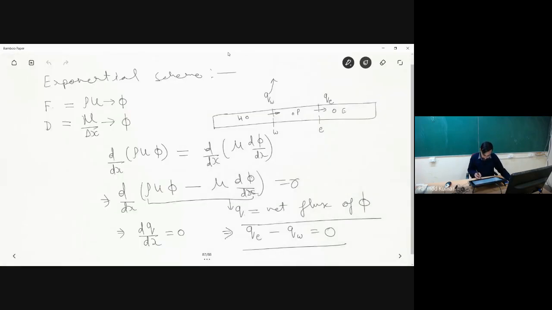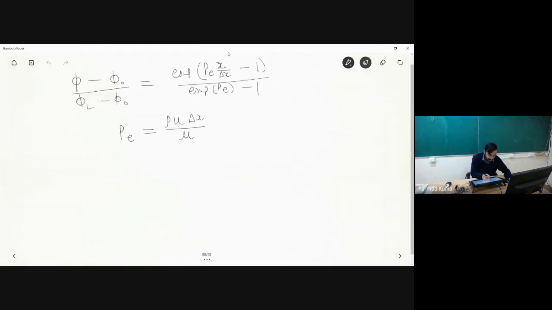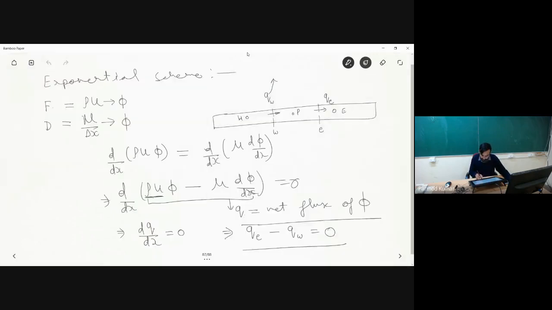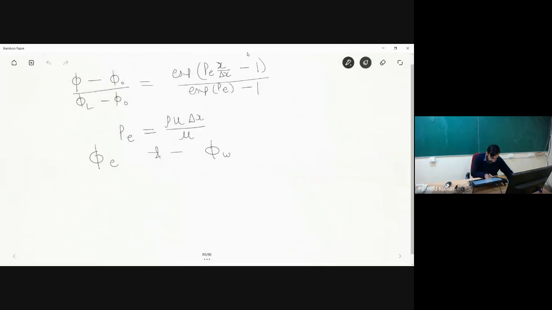Now based on this approximation, can I estimate the value of phi? Can I estimate the value of phi by considering rho u to be F, taking this rho u by mu ratio in the form of Peclet number, and considering the phi variation as exponential? Can I find out the values of the fluxes phi e and phi w? If you see over here, what I have to find out is QE minus QW equal to 0. So what is my QE?